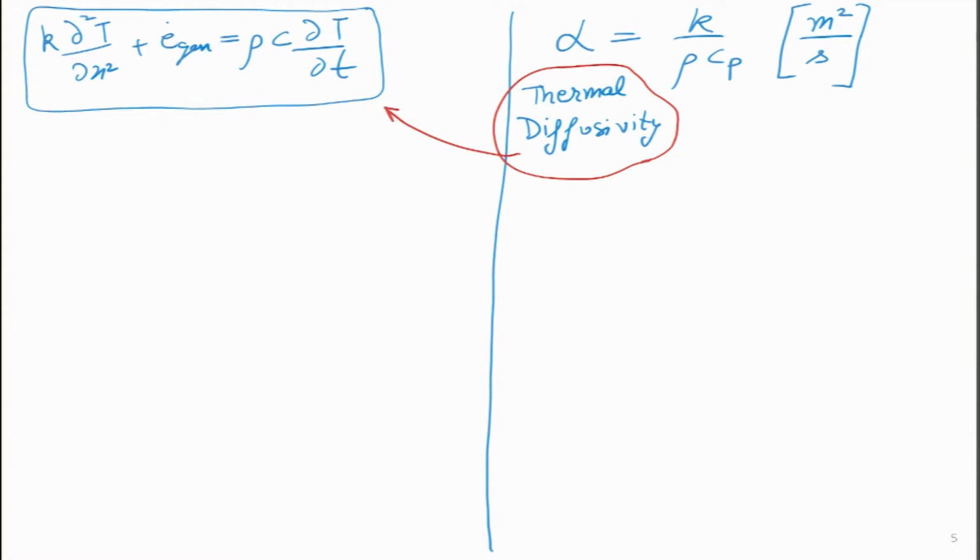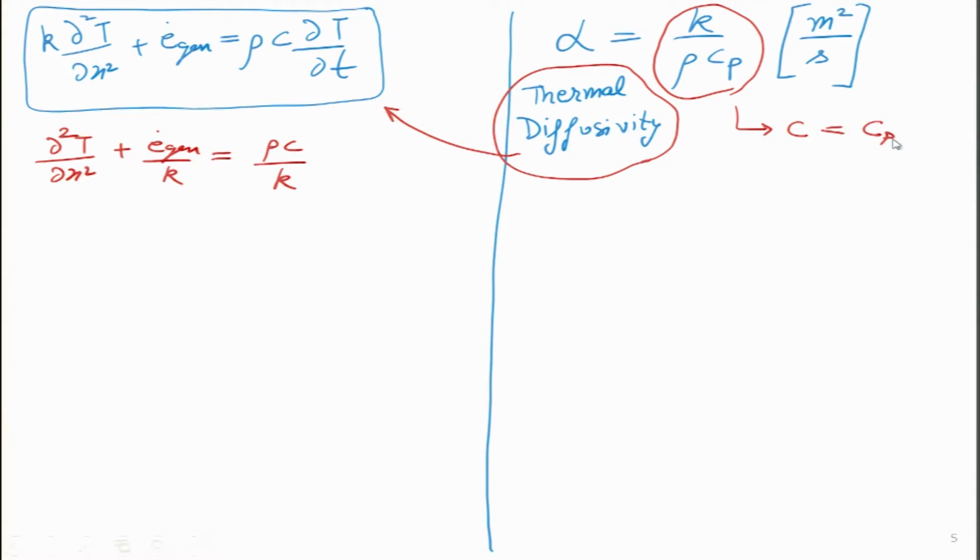So, let us divide the whole equation by k, and what we will get is del square T divided by del x square plus E dot gen divided by k, and now what we will see on the right hand side is this ratio rho C by k, which we see over here. Cp and C are by the way same. So, I am sometimes using the symbol C, sometimes Cp, both are same, both are for specific heat. So, we can see what is appearing over here is essentially 1 by alpha. So, I will write the complete equation del T by del t, and which I can write like this.